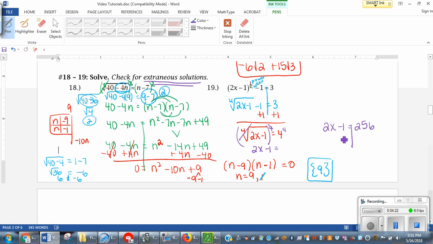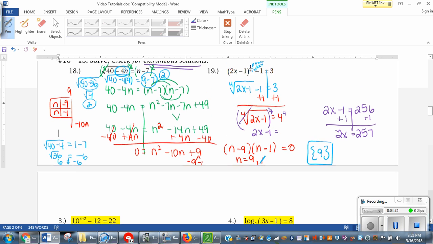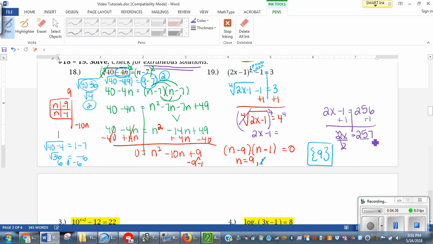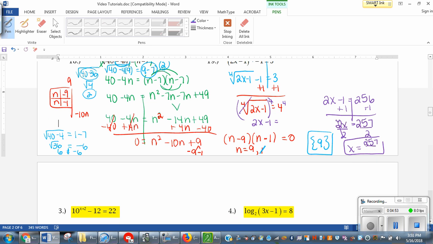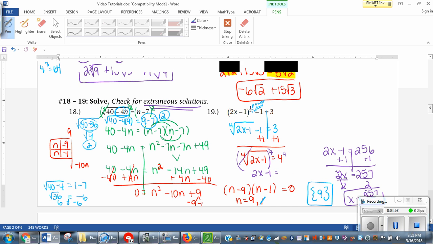And we're just going to continue solving. Add the 1. Oops, 2x equals 257. And then we're going to divide by 2. And again, our goal is to just make sure that the left equals the right. And you guys can even just leave this as 257 over 2. And there you have it.